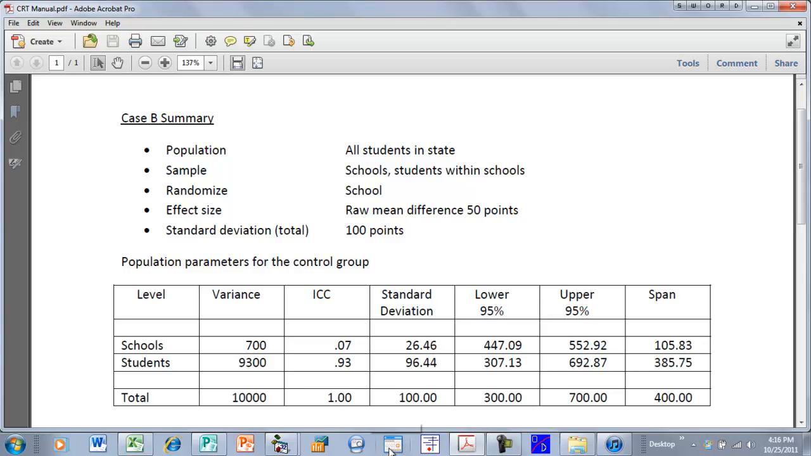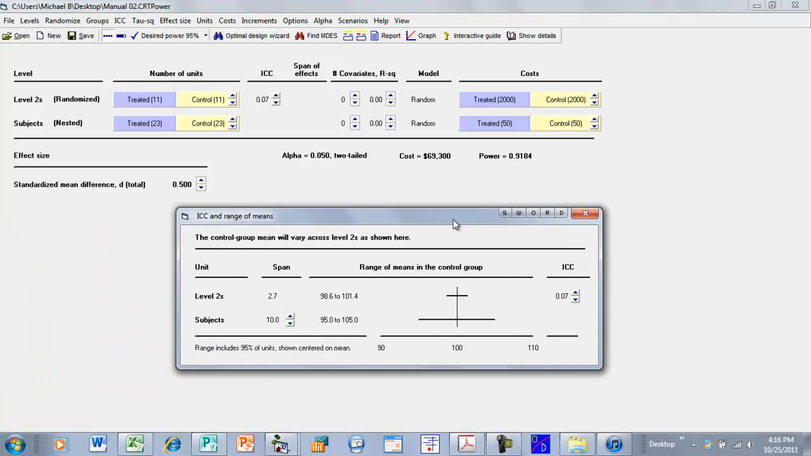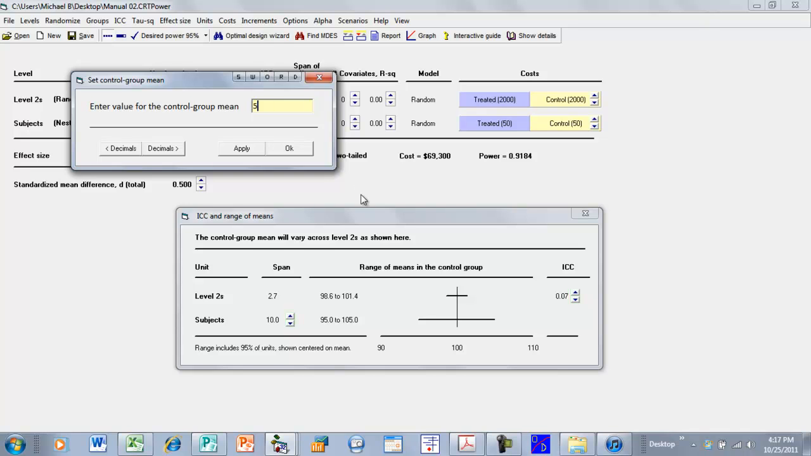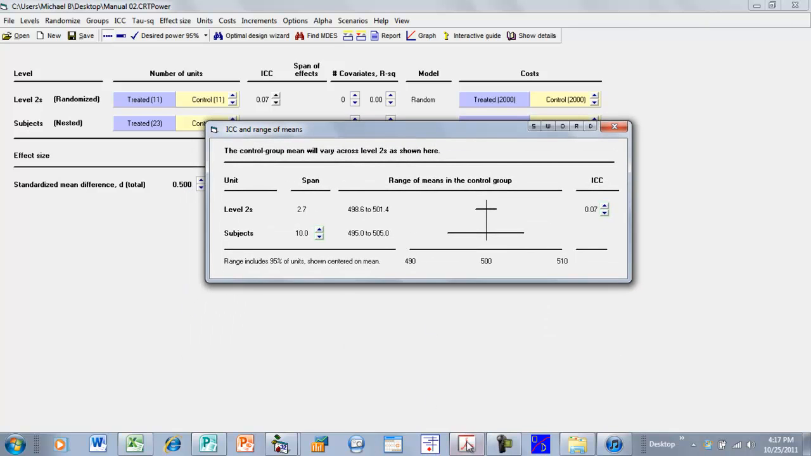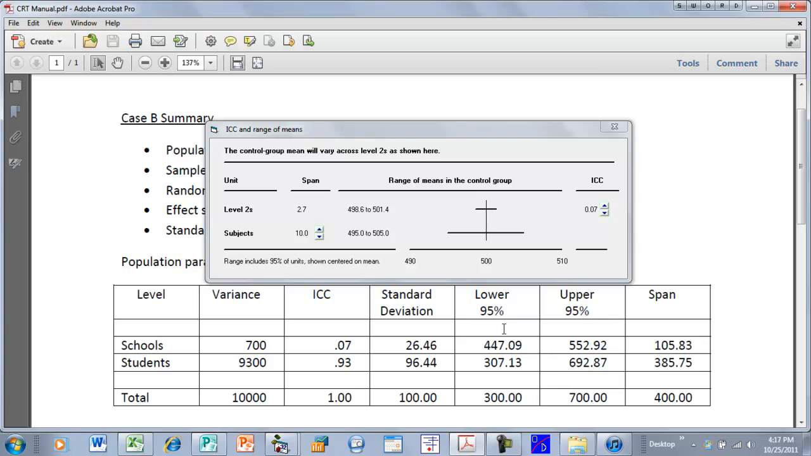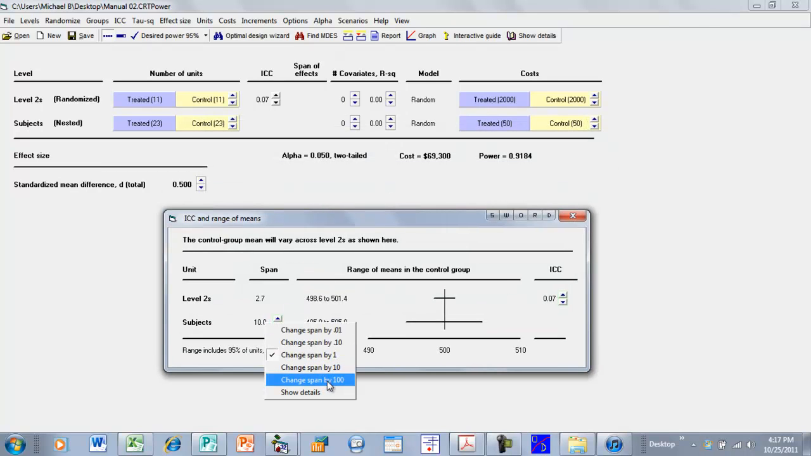If we come back to the program now, we can see how that actually looks. I'm going to click on ICC, show the schematic. One thing I want to do is change the mean so that it reflects the overall mean for the control group of 500. I click OK. We have 500 over here. Then I want to put in the span of the student scores, and we said that was approximately 386 points. So I set this at 386, and then we set the ICC as 0.07.